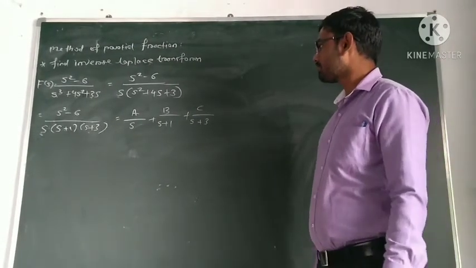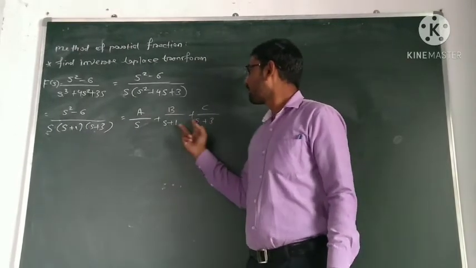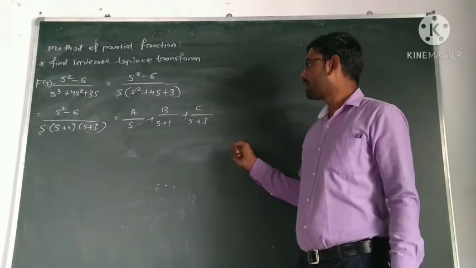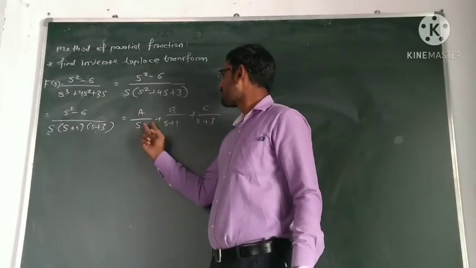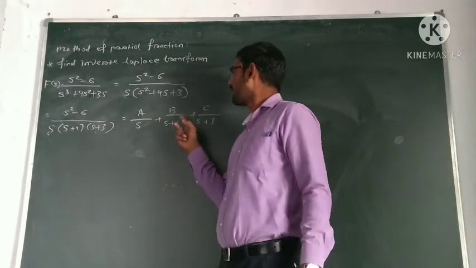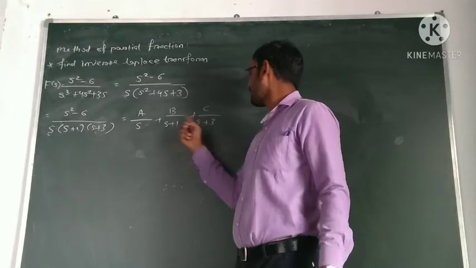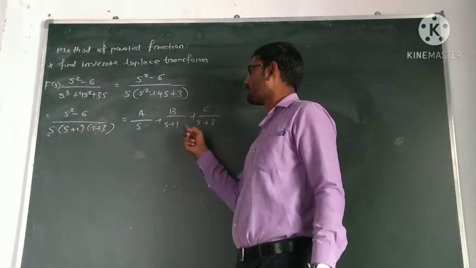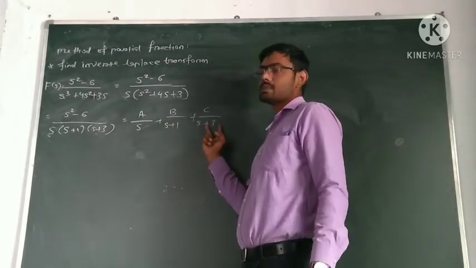Now we will do this addition. To do addition, we have to make the denominator the same. Okay, for that purpose we will multiply and divide this factor by s plus 1, s plus 3. We will multiply this factor by s, multiply and divide by s and s plus 3, and this last factor by multiplying and dividing by s and s plus 1, so that the denominator for each term becomes s into s plus 1 into s plus 3.